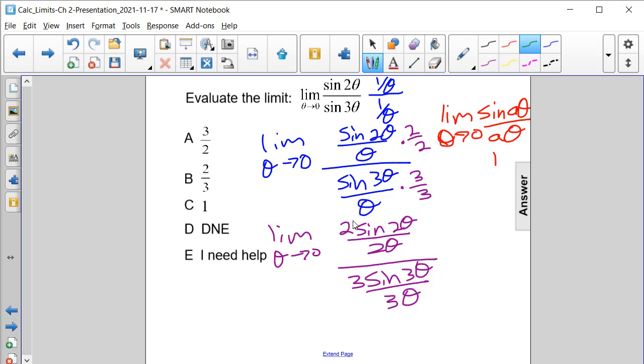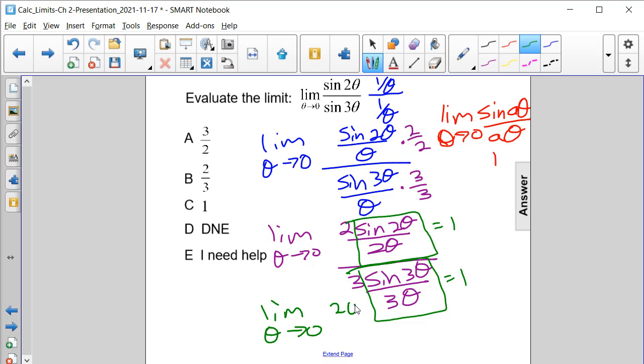And now what we have here is these sine of a theta over a theta terms. So we have the sine of 2 theta over 2 theta, which is equal to 1, and the sine of 3 theta over 3 theta, which is equal to 1. So we have the limit as theta approaches 0 of 2 times 1 over 3 times 1, which is equal to the limit of 2/3 as theta approaches 0, which is equal to 2/3, or answer choice B.